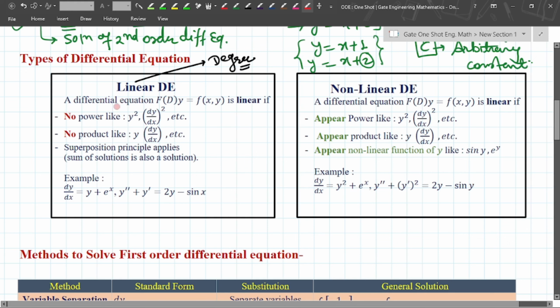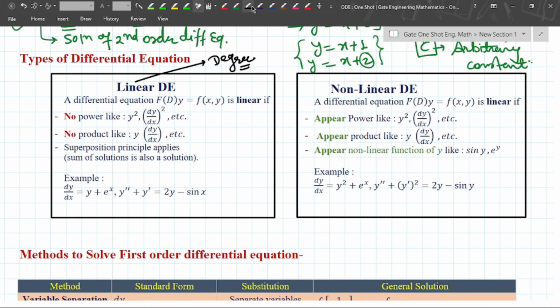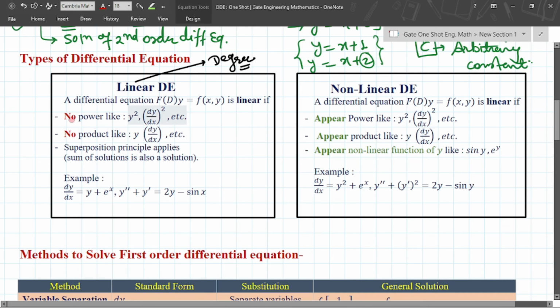Now, what is the case of the linear differential equation? It represents a differential equation of the form d^n y by dx^n equals f of x, y. It means it is representing the derivative, whether first order, second order, or higher order derivative. In that case, there is no power like y square or (dy by dx) square. Here y is the dependent variable, so no higher power of the dependent variable must occur in that differential equation. It means y alone is enough.